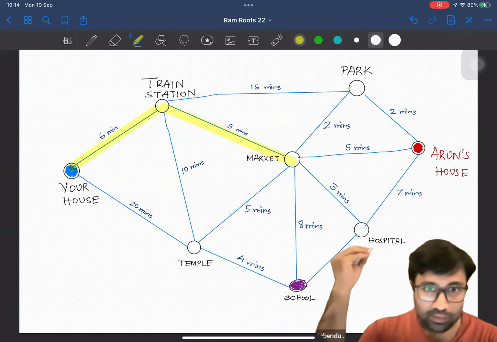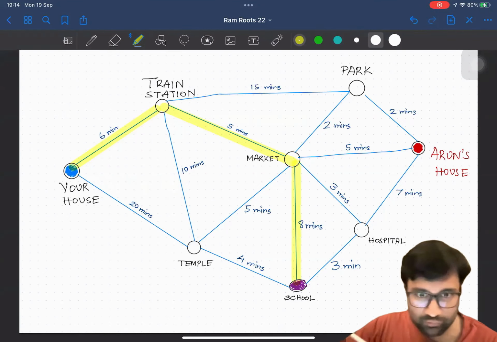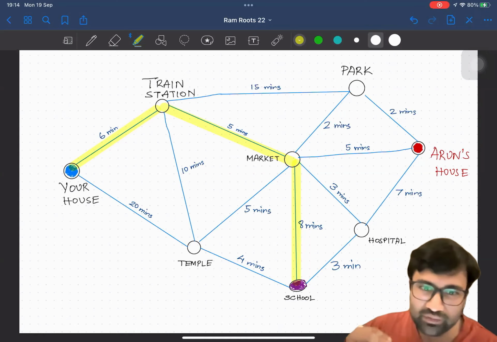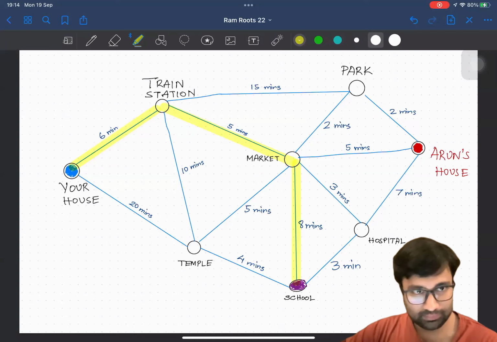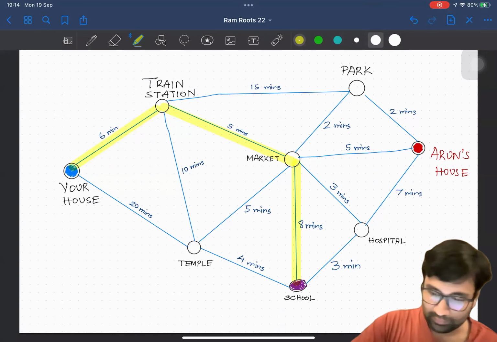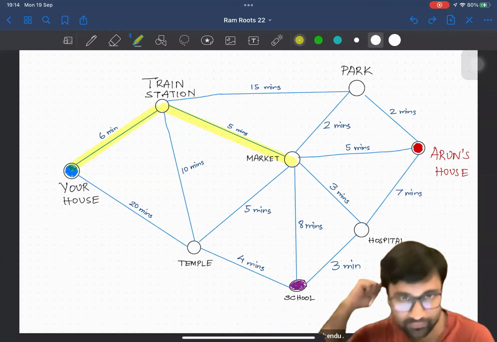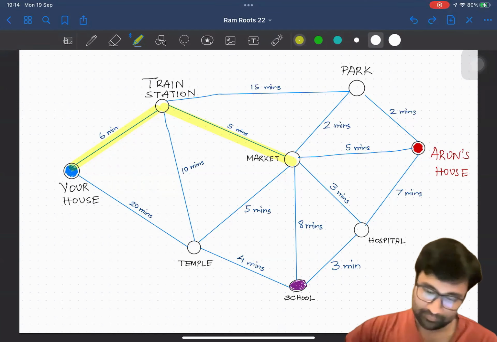Sir, there is a shorter way, sir. Somebody said from the market to the school, so let me draw it. And what is the time taken here? Sir, it will take 19 minutes. 19 minutes. Okay, so this is 1 minute less. But there is a shorter route, sir. What is the shorter route? Sir, from the house to the train station.